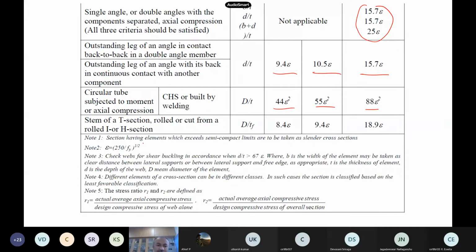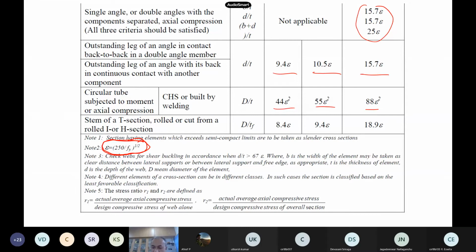Epsilon is defined simply as the square root of 250 by Fy. Now for mild steel, what will be epsilon? See this formula, tell me, for mild steel what is epsilon? 1. Excellent. Why? Because Fy is 250, that is why epsilon will be 1. Suppose you have some other steels, then epsilon will be different.